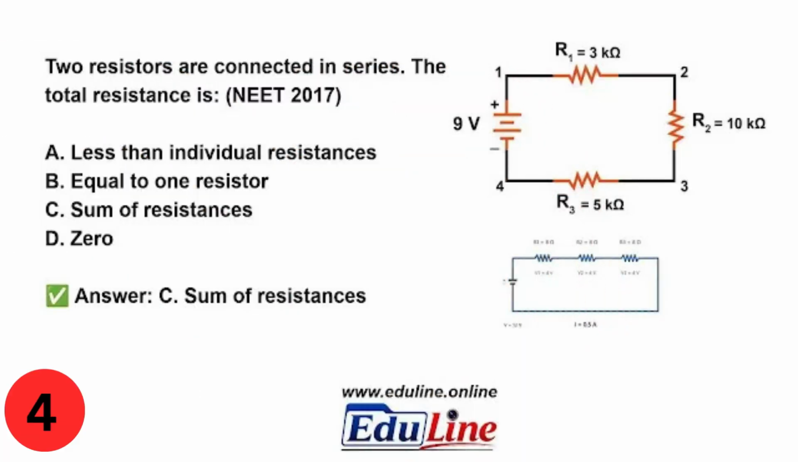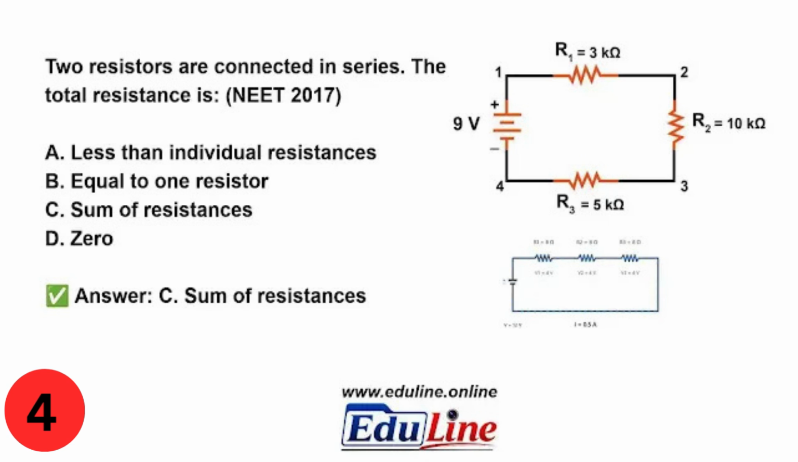Question 4. Two resistors are connected in series. What is the total resistance? Options. Option A, less than the individual resistances. Option B, equal to 1 resistor. Option C, sum of resistances. Option D, 0.